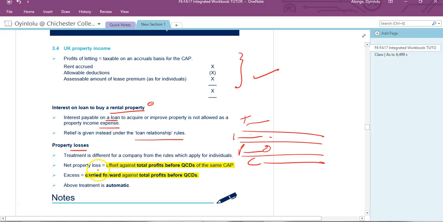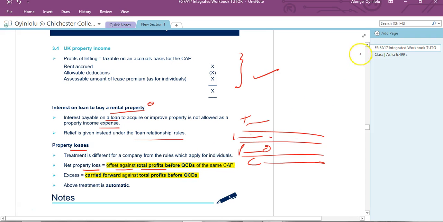This is interesting here because they're telling you that with property losses, which was very unusual because we couldn't do this with a sole trader, you can offset property losses against your total profits before your QCDs.